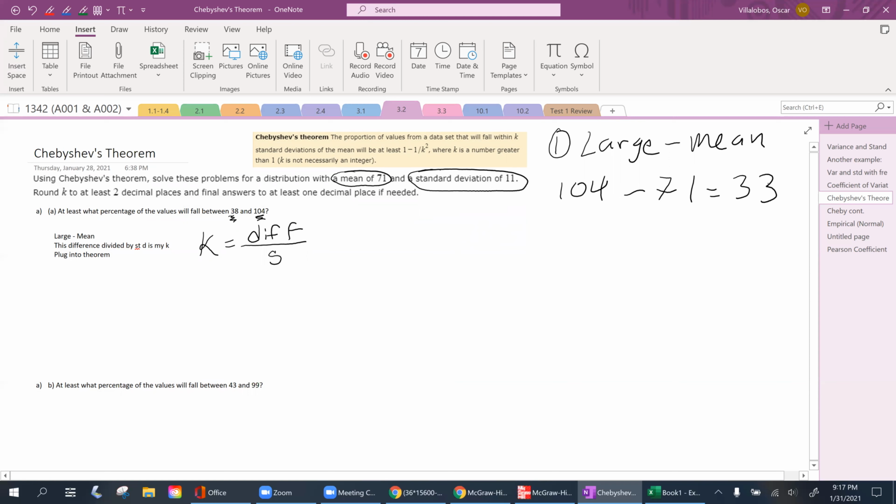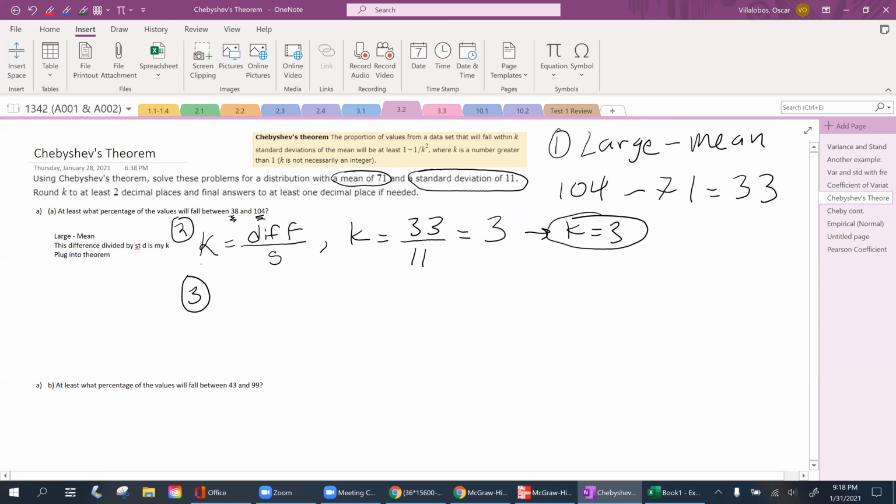You're going to want to hold on to 33, because that is what I'm going to need to find my k value. So k is going to be the difference that you found divided by the standard deviation that was given. That means k is 33 divided by 11, which is 3. So my k equals 3. This is going to be my second step.